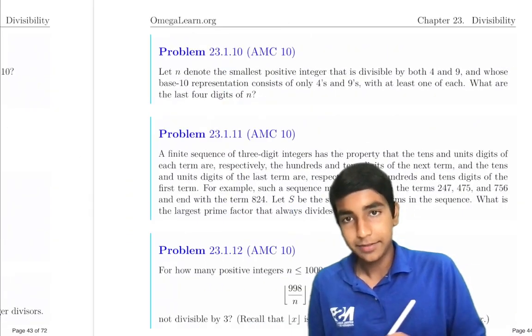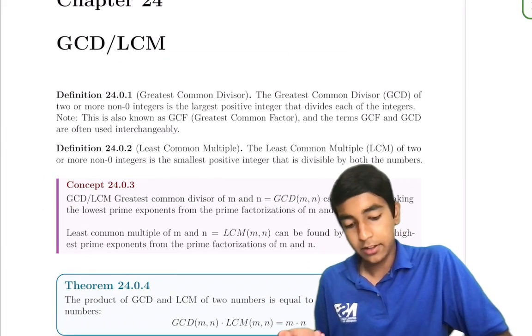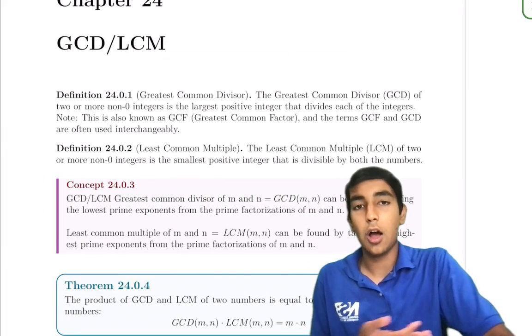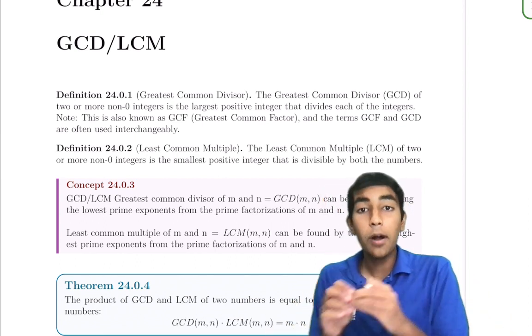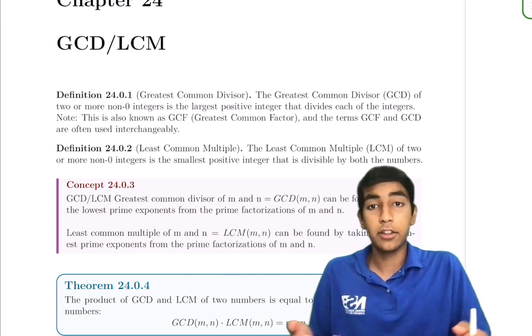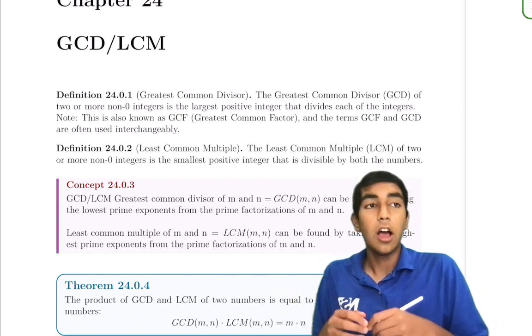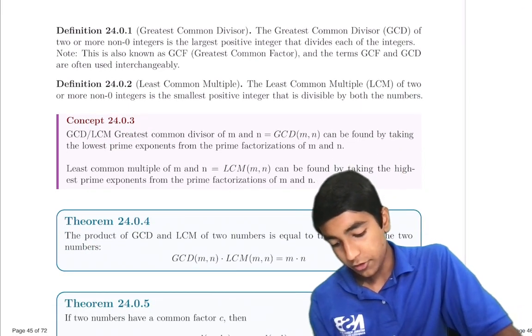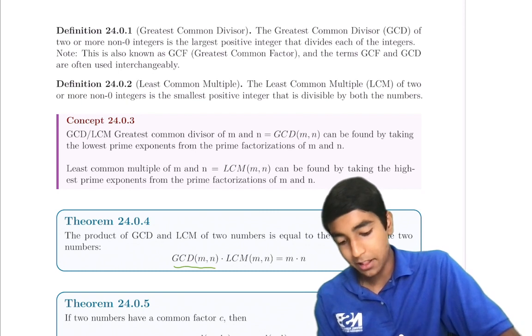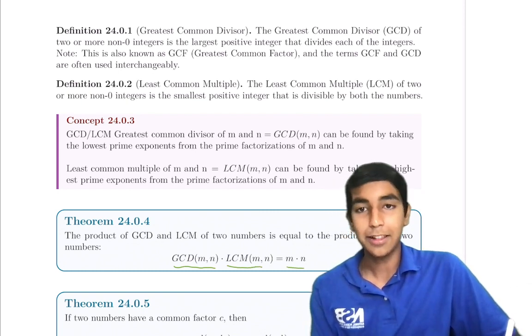Let's get started. So GCD, LCM. GCD is just the greatest common divisor, LCM is the least common multiple. For GCD, you just look at all of the lower exponents from each of the prime factors to find the GCD. And for the LCM, you look at the maximum exponent of each of the numbers to find the LCM. And a cool fact is that the GCD of two numbers times the LCM of the two numbers is just their product. That's a pretty cool identity.